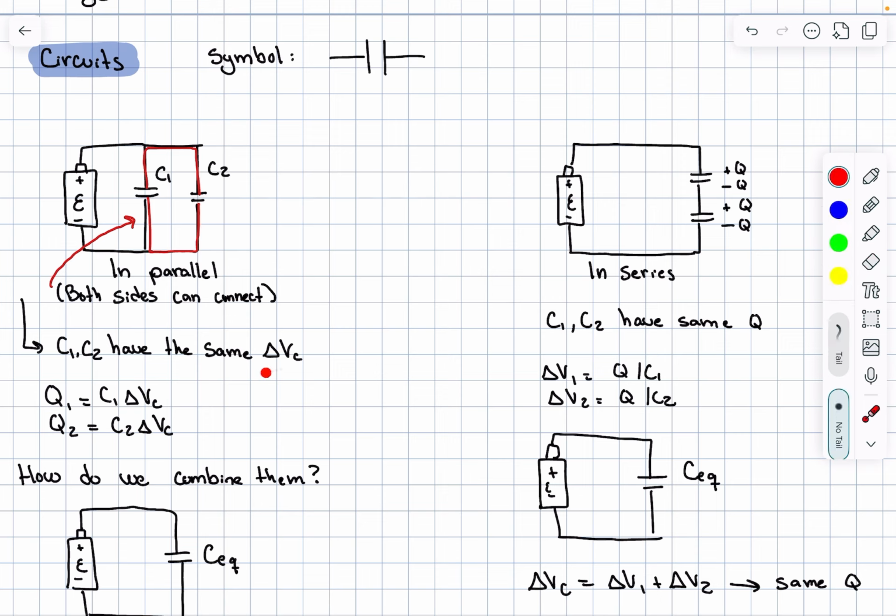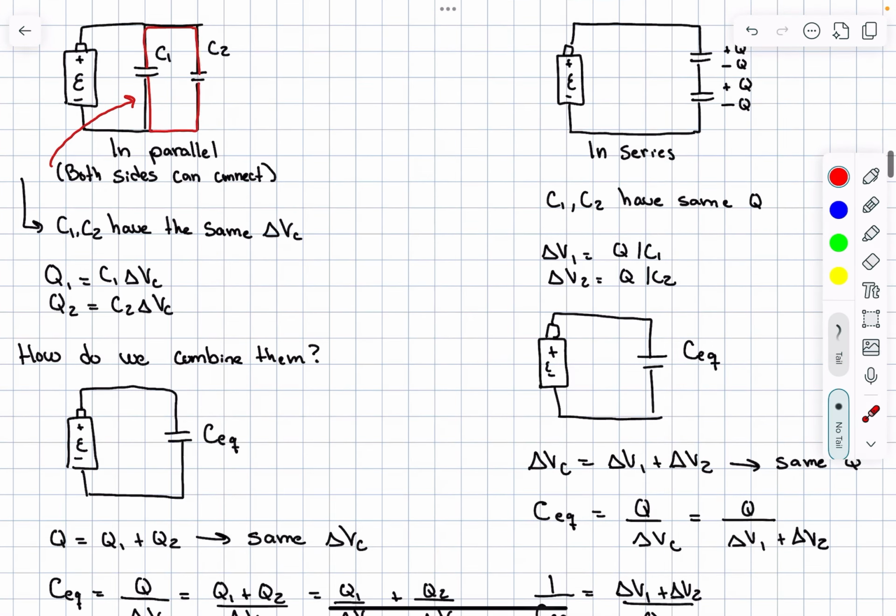On the other hand, they don't have the same amount of charge that's being pushed on them, because this is our equation for charge. So Q1, the amount of charge on capacitor 1, is equal to C1, capacitance number 1, times delta VC, Q2 equals C2 delta VC. And we're not saying that they necessarily have the same capacitance. Like this might be really big, this one might be really small, who knows.